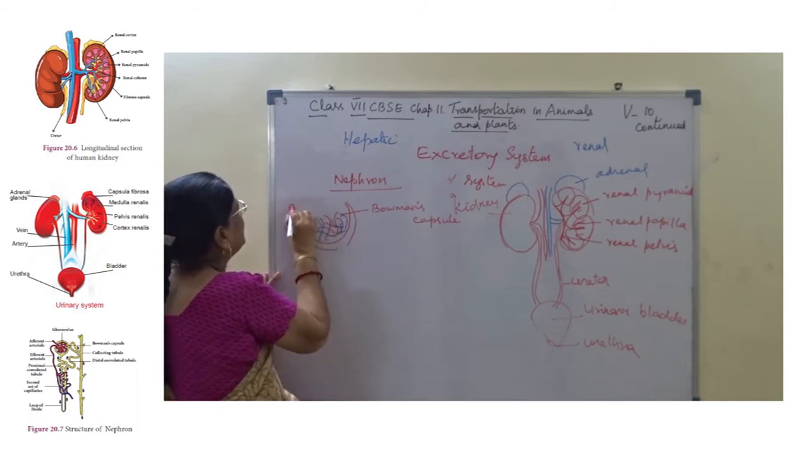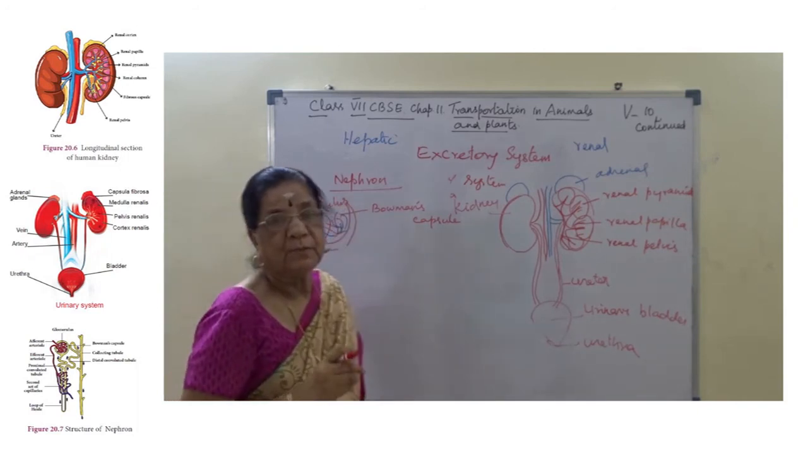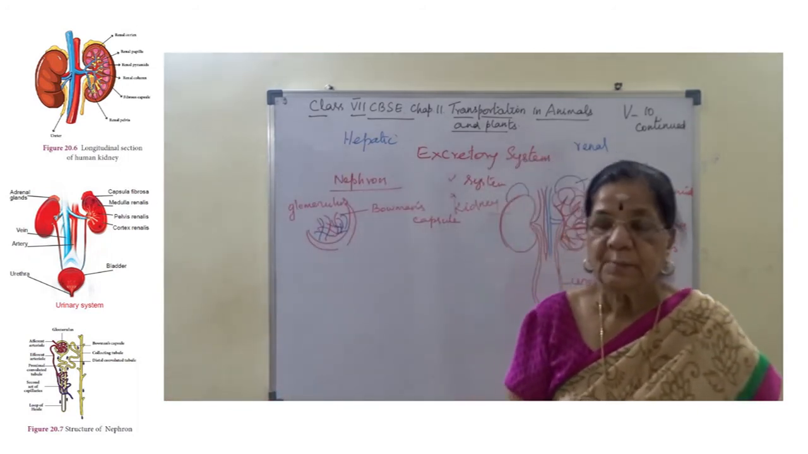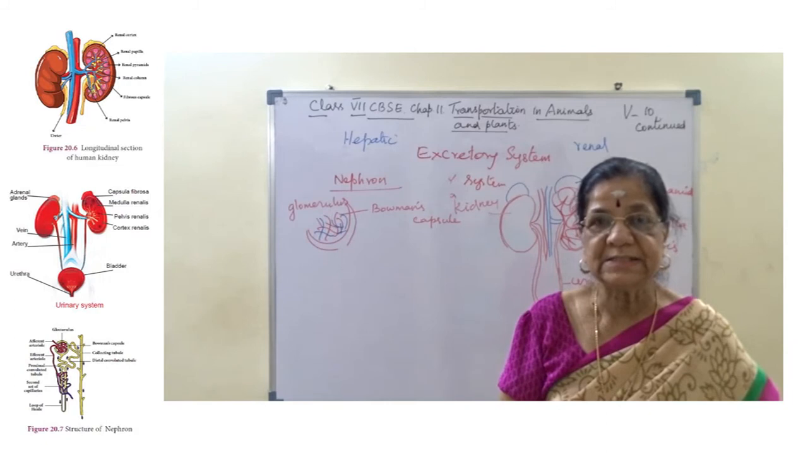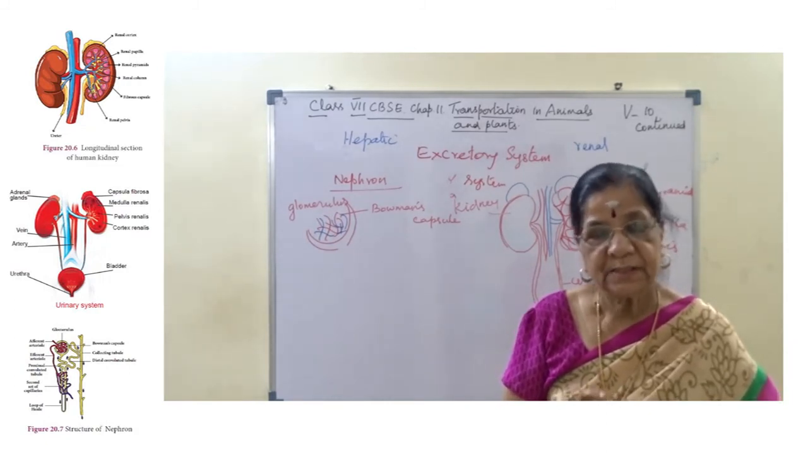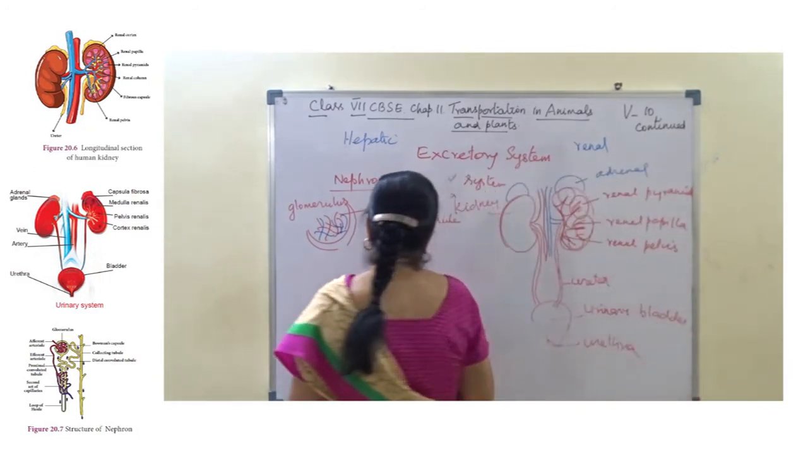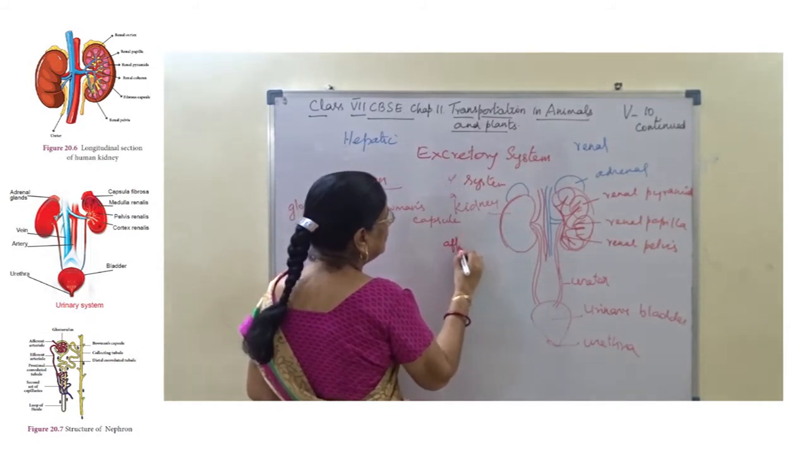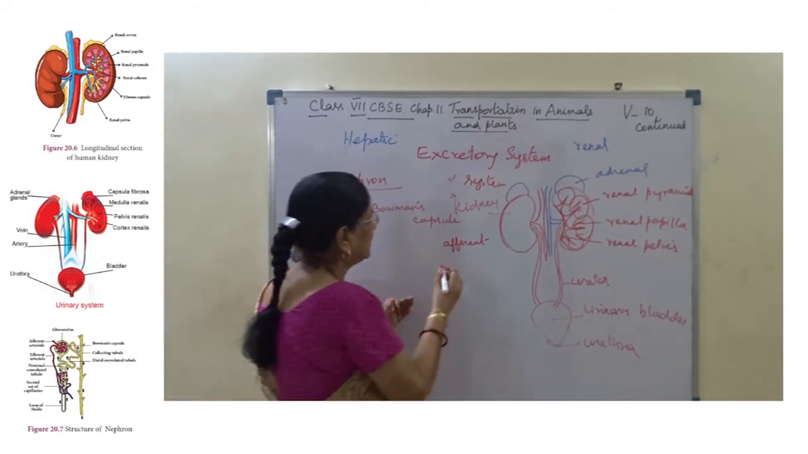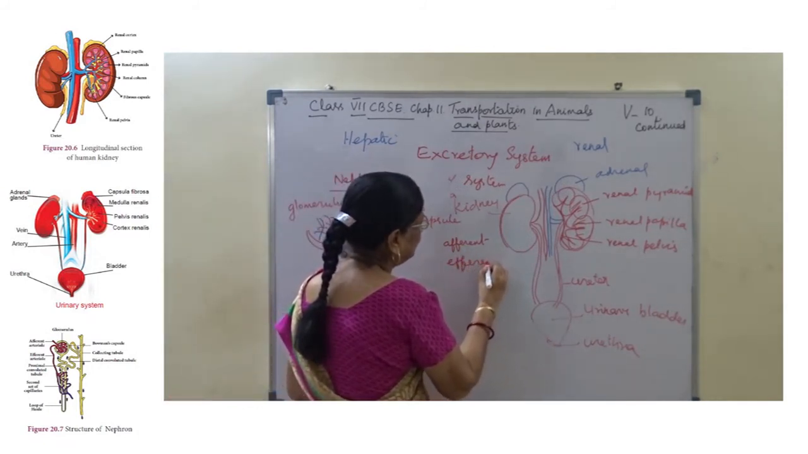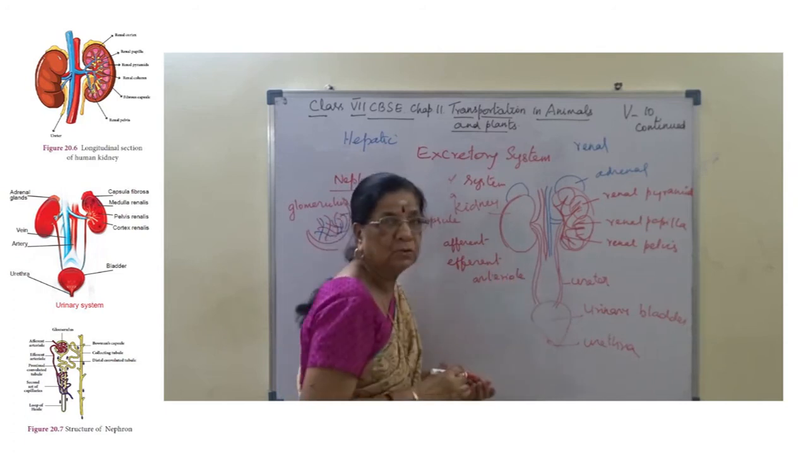And those blood capillaries are called glomerulus. Bowman's capsule is formed of blood capillaries, which are called glomerulus. Otherwise, I can say glomerulus is nothing but blood capillaries. Right? Now, these blood capillaries are connected as afferent arteriole and efferent arteriole.